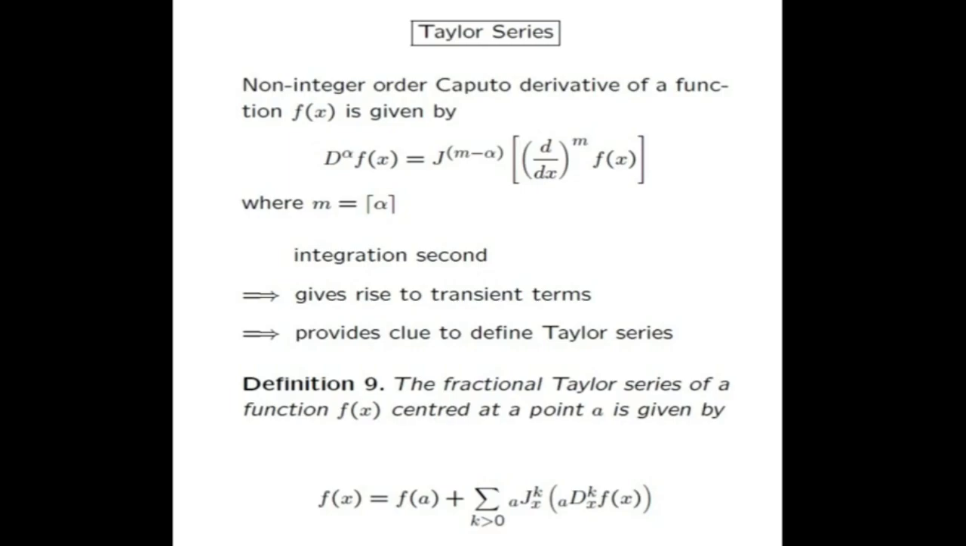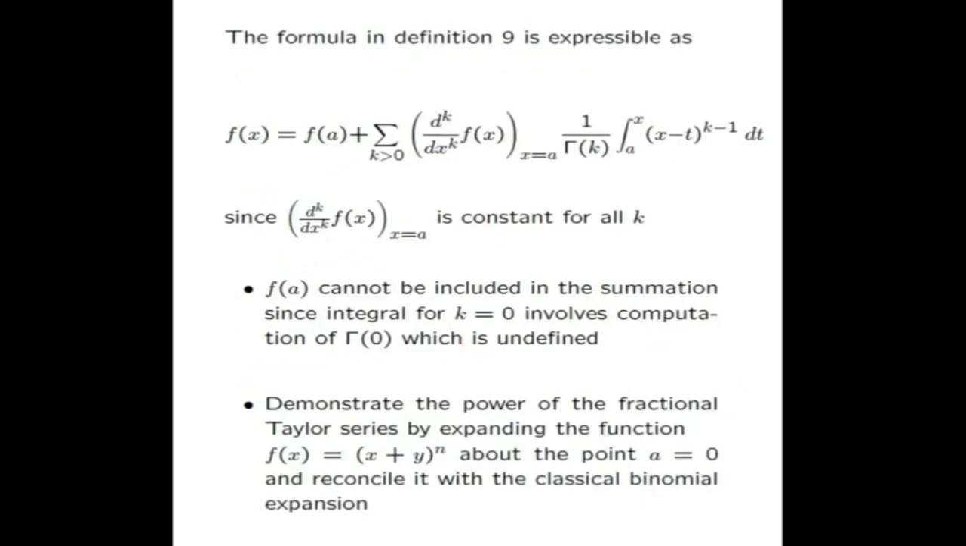Okay, we'll also mention why f of a cannot be included in the summation term. So let's quickly look at this next thing. We can see that that formula is equivalent to this formula, which is given on the slides, the handouts that I've given you individually. You can see that we can pull out this term, because if we evaluate them at a certain point, they are constant. Okay, so f of a cannot be included in the summation because this requires evaluation of gamma 0, which is undefined.